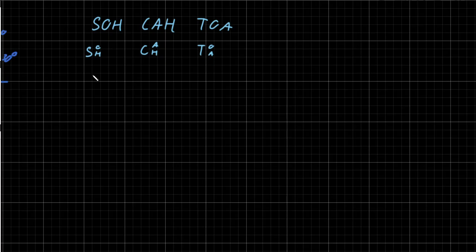This just helps you get your fractions. So this is sine of theta is opposite over what? Hypotenuse. Okay, what's C stand for? Cosine of theta is what? Hypotenuse. Yep, and what does T stand for? Yep, tangent of theta equals what? Opposite over adjacent.